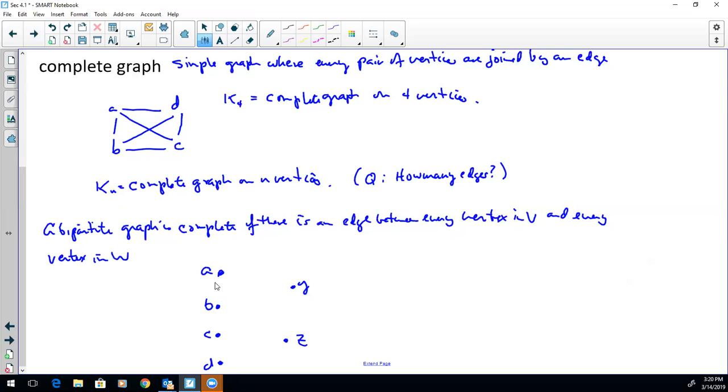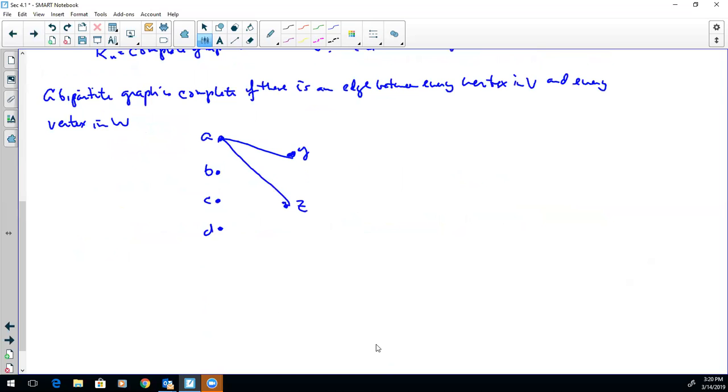Okay, so if it's complete, then everybody on the left is joined to everybody on the right. A is connected to Y and to Z. A lot easier said than done working on this thing here. B is connected to Y. B is connected to Z. Make big dots here where they're connected. C is connected to Y. C is connected to Z. And D is connected to Y. And D is connected to Z.